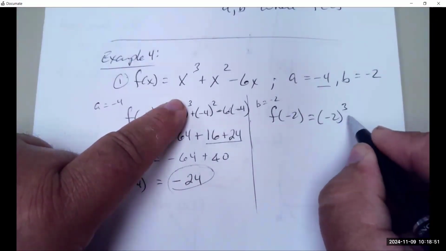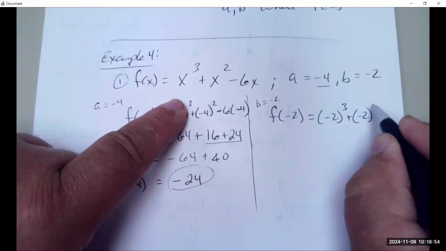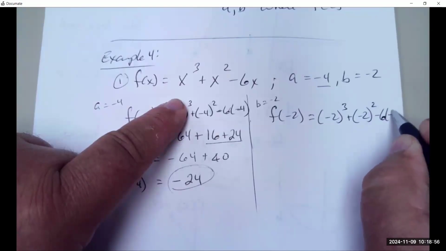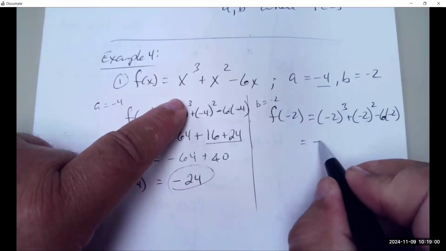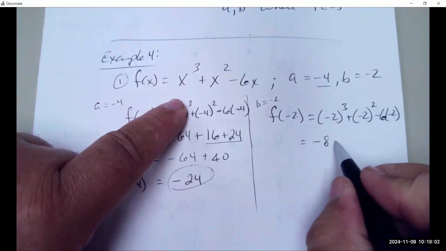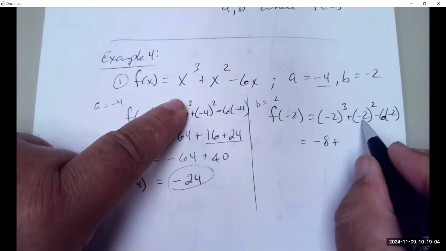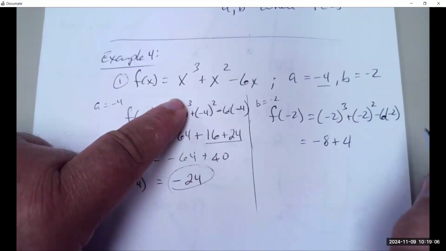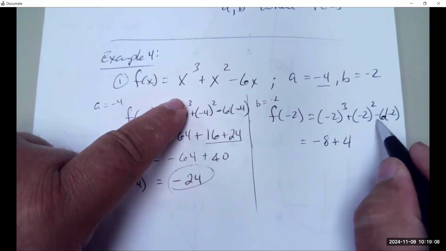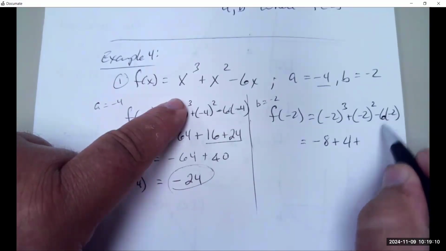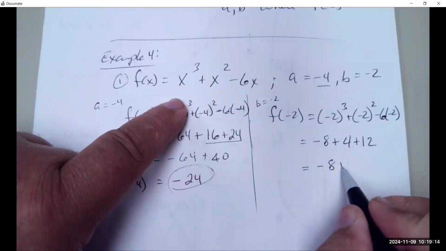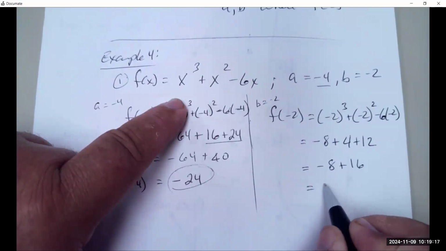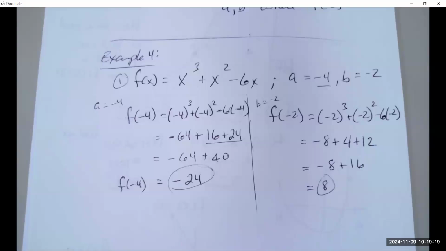-2 cubed plus -2 squared minus 6 times -2. -2 cubed is -8. -2 squared is 4. Negative times negative is a positive. 6 times 2 is 12. -8 plus 16 is a positive 8.